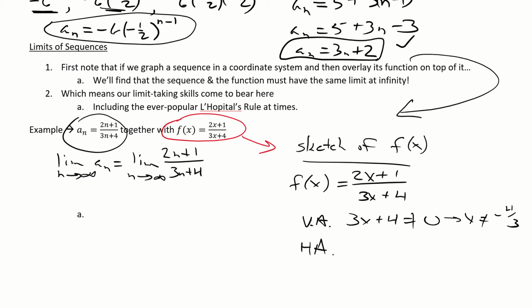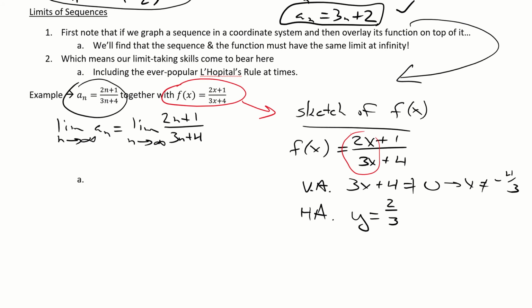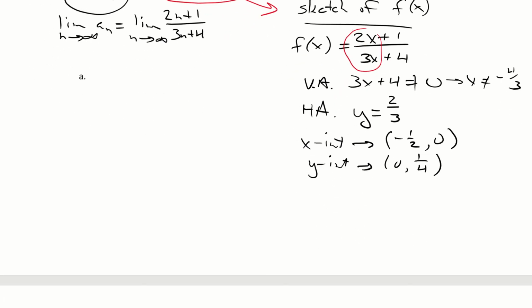Horizontal asymptote, I don't know if you're privy to this. Very quickly, I just look at the lead terms, and if they match, then I simply say y is equal to the ratio of the coefficients, 2/3. I also notice that it's got an x-intercept at minus 1/2, since I'm looking at the top. It's got a y-intercept also: when you plug in 0, you get 1/4. That's a lot of information that you don't have to do right now, but in a later section you will. So we may as well look at it.